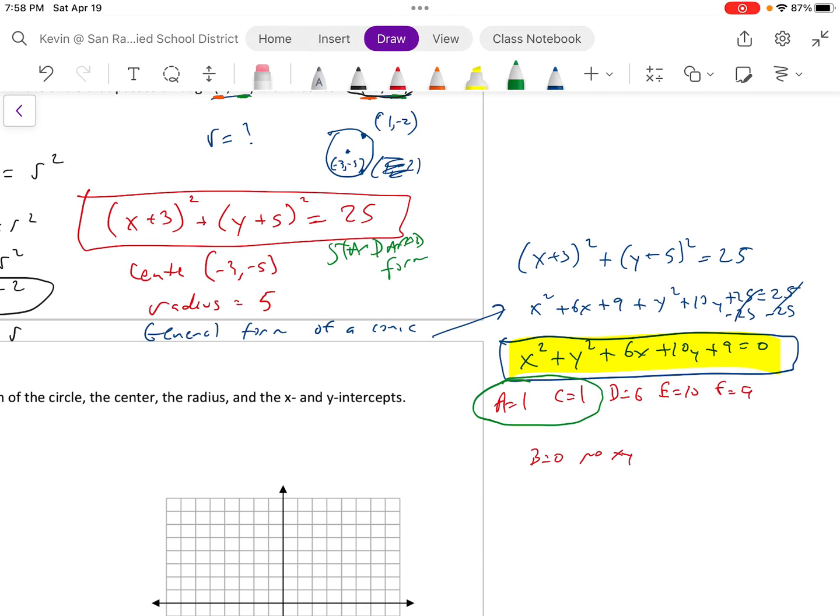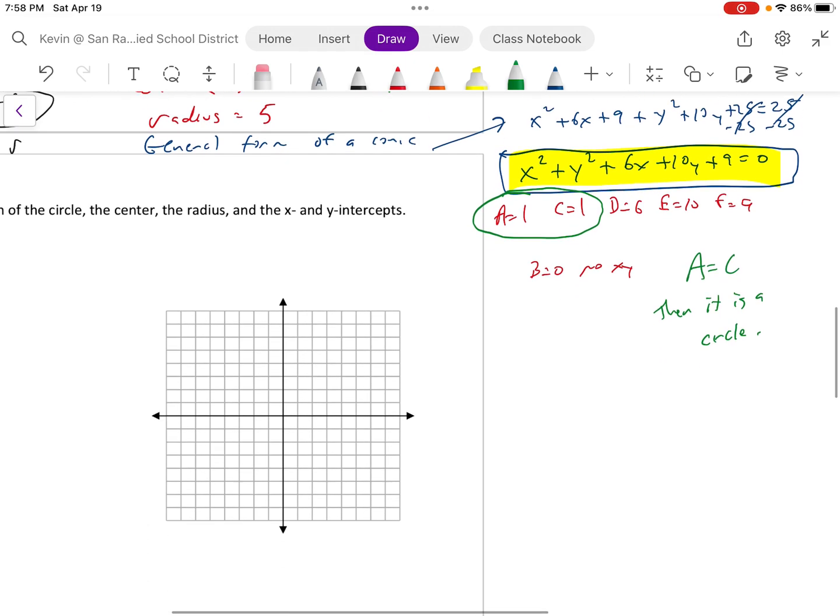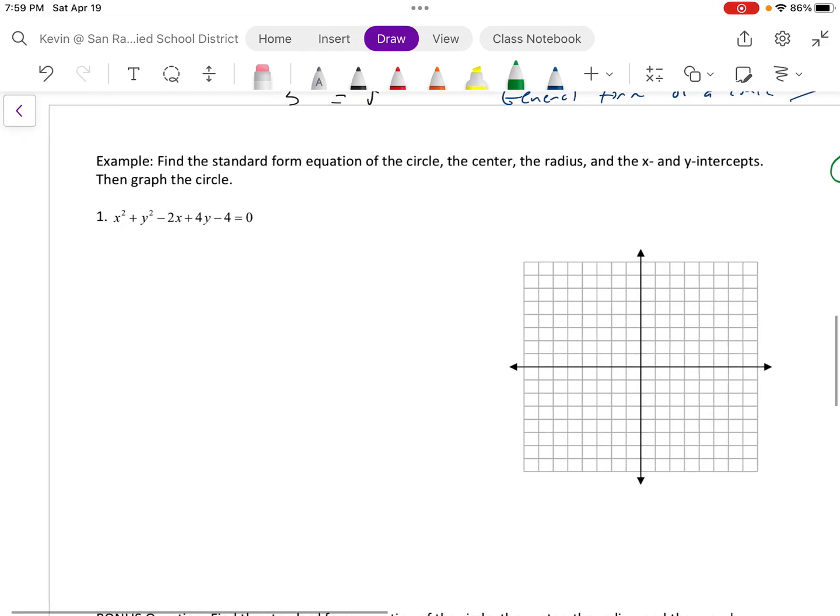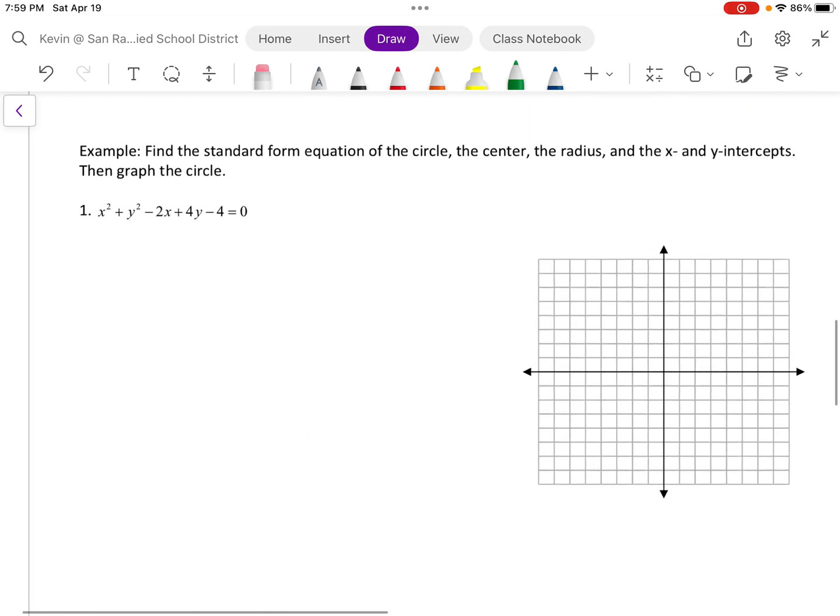The fact that A and C both have the same coefficient, in this case 1, tells us it's a circle. So when the coefficient A equals C, then it is a circle. And when we get to the other conics, you'll see that that's not the case. It's only the case for a circle.